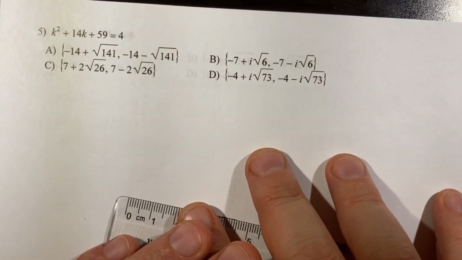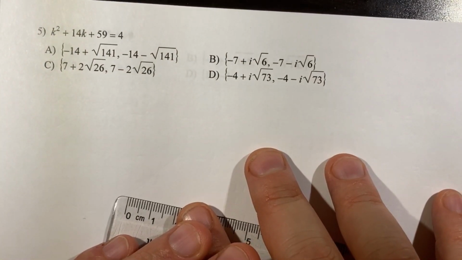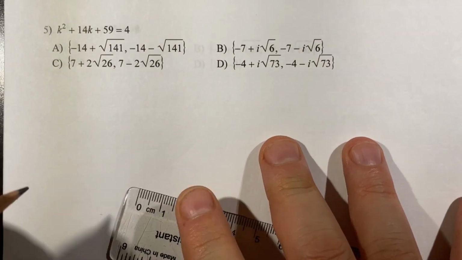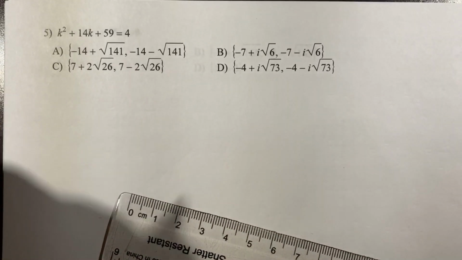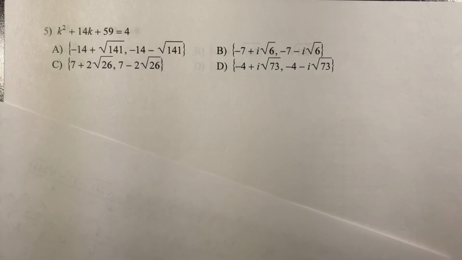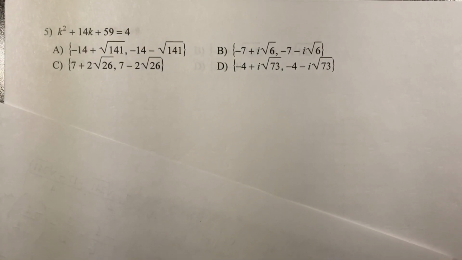All right, we're on number 5. And here we're getting into the complex number situations. So let's follow the yellow brick road, as it were, and see where it takes us. Okay.